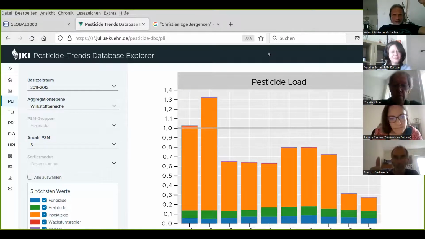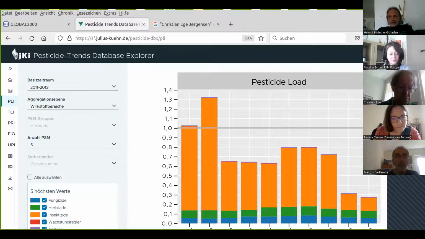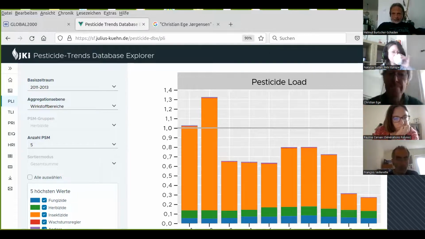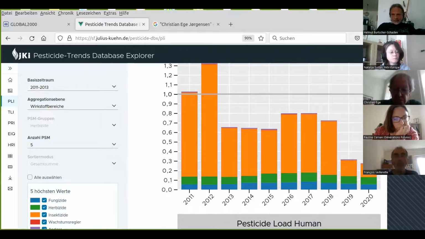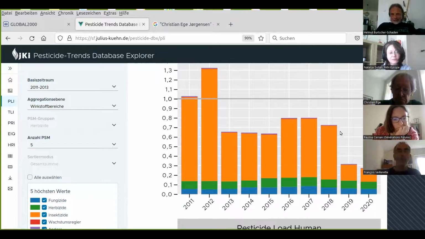So this is the website. Can you see it? I can afterwards share the link to this website with you. It's a website where you can look into different kinds of indicators. And this is what the Julius Kühn Institute has calculated based on the pesticide load index. And as you see, in Germany, the pesticide load was reduced dramatically. And this is just due to the neonicotinoid ban, which of course is a change in the whole situation.